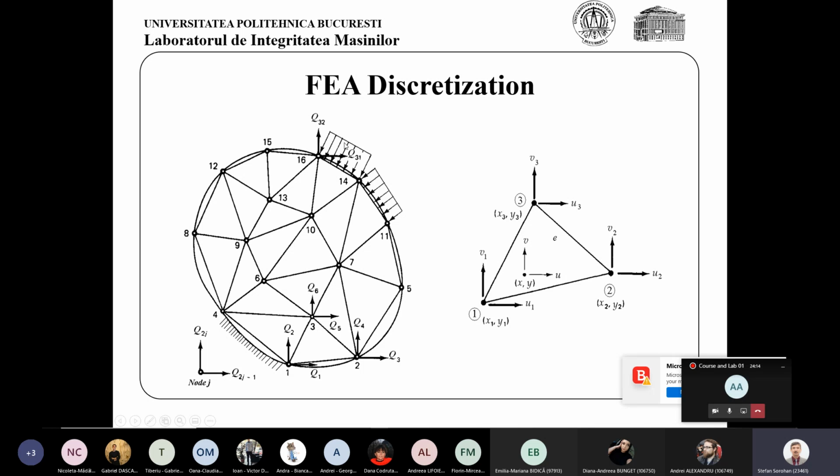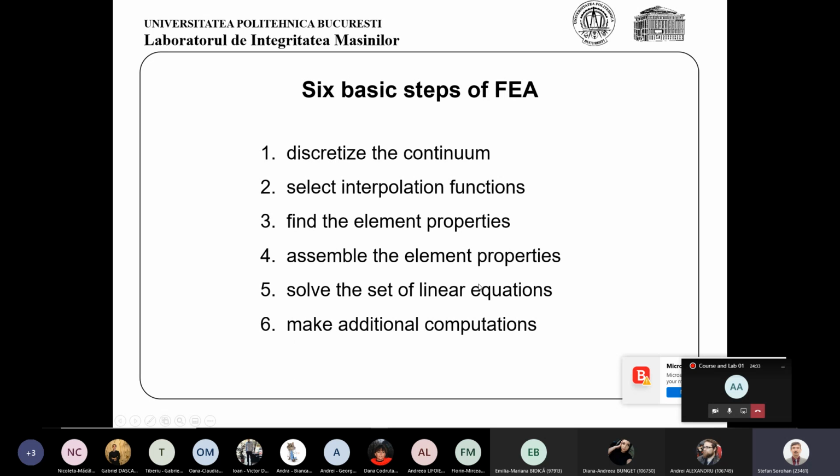After that, if we go back to each element, and if we know the nodal displacement, we must obtain some derived quantities such as strains, stresses, sometimes reactions here in this fixed part, and so on. So please keep in mind that according to the book of Professor Radesh, we have 6 basic steps for FEA.